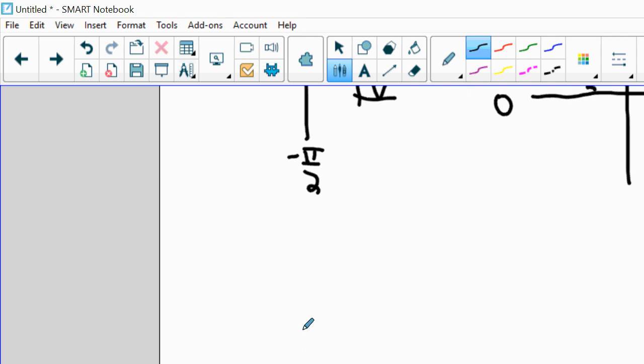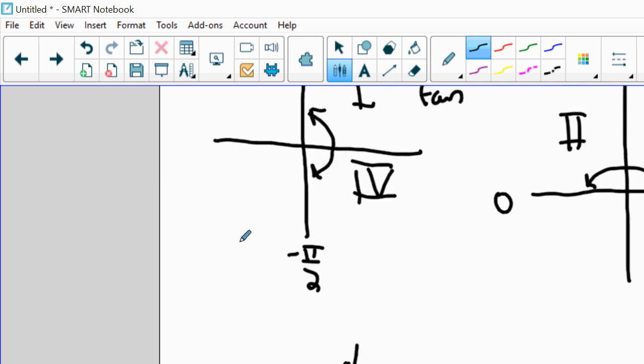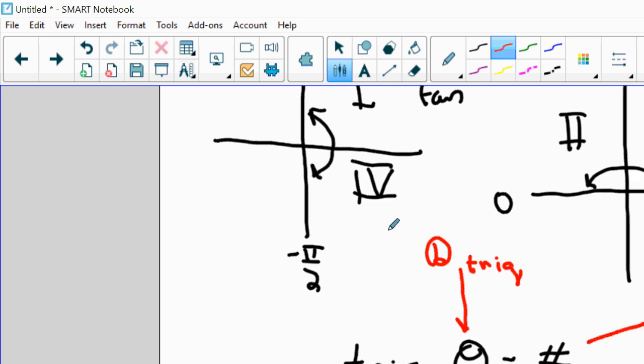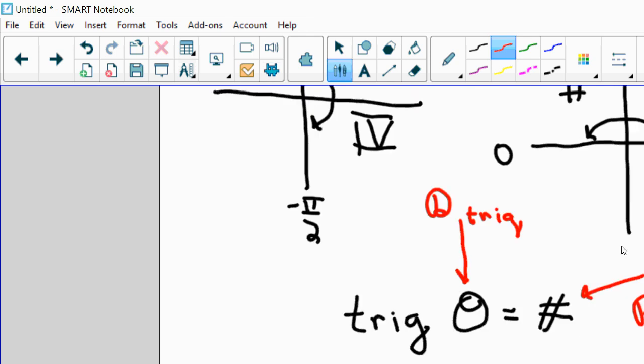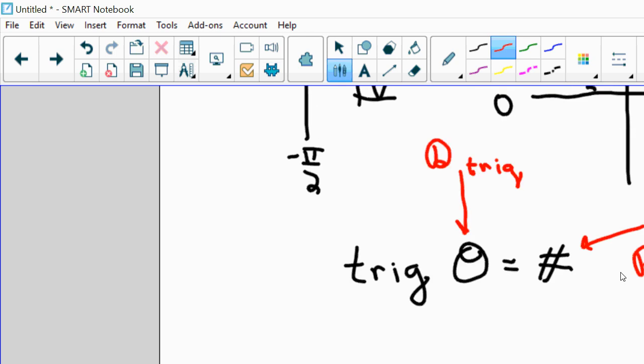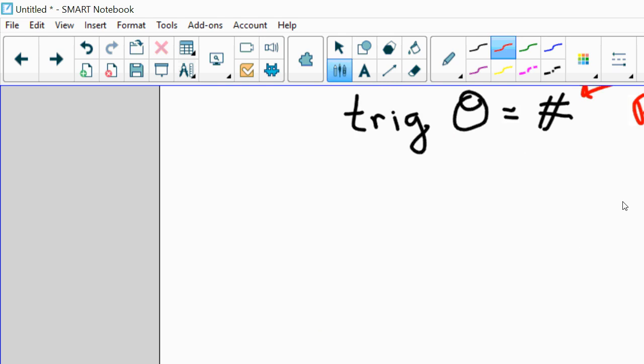Now, when I write trig, I mean any of the 6 trig functions, sine, cosine, tangent, secant, all those. Okay, theta equals some number. Now, the numbers that you take the sine of are in the domain of the trig. The answers are in the range of the trig. And you should be able to draw all 6 graphs and look at the graphs and tell me the domain and ranges.